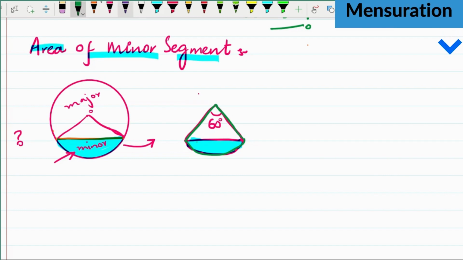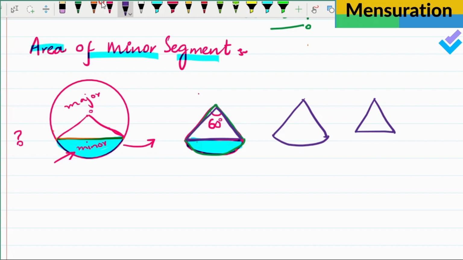And next you can just observe a triangle separately. So it means we are having two shapes. One is a pizza slice and another one is a triangle. So we have to calculate the area of the pizza slice first, and then we need to calculate the area of a triangle, and then we can subtract the area of the triangle from the area of the pizza slice, and then the remaining portion which we will get will be the area of a minor segment.